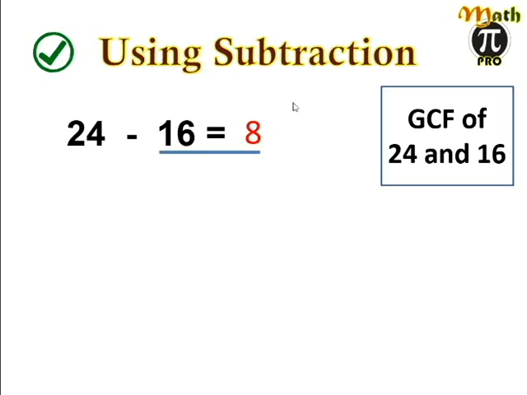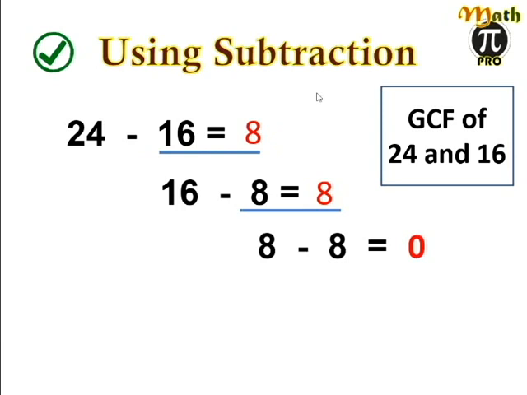Then you need to subtract again the answer and your subtrahend. So it's 16 minus 8 is 8. Then repeating the process, we subtract again the subtrahend and the difference. You'll get 8 minus 8 is 0. If the answer is already 0, then the last number that you subtracted will be the GCF. See guys, GCF of 24 and 16 using subtraction is 8. Same as the two answers that we solved using the two different methods.